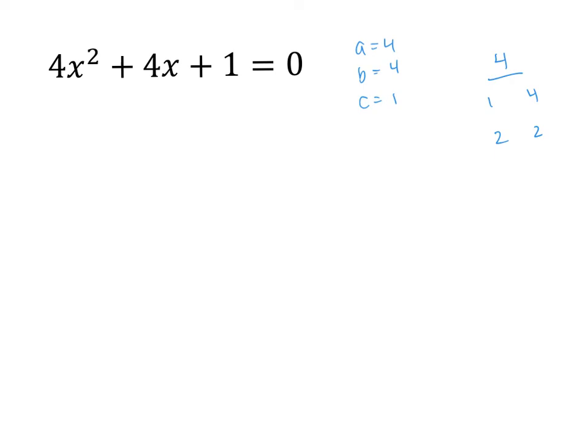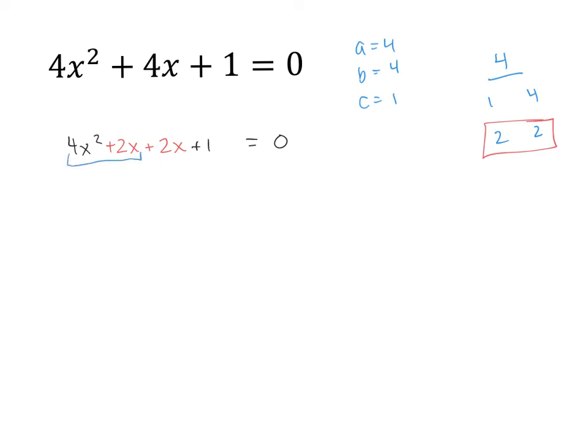Now, which one of these adds up to give me a positive 4? That's easy, 2 and 2, okay? So I'm going to go back in and substitute in. 4x squared plus 2x plus 2x plus 1 equals 0. Okay? I'm then going to go ahead and group.